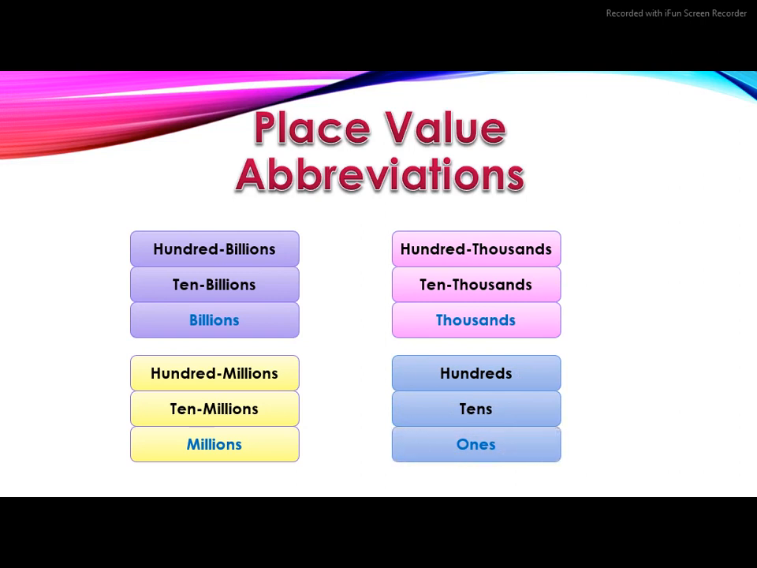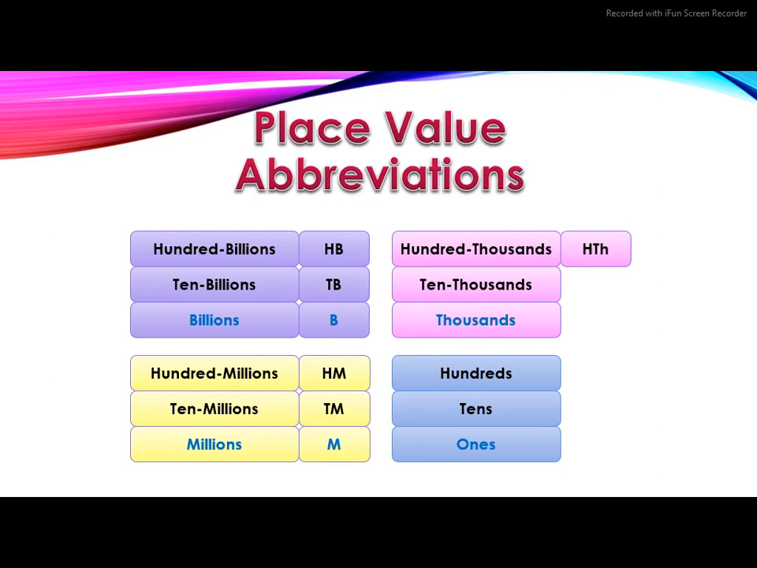100 billions can be written as HB. 10 billions, in short, is TB. Billions is B. 100 millions is HM. 10 millions is TM. Millions is M. 100 thousands is HTH. 10 thousands is TTH. Thousands is TH. Hundreds is H. Tens is T. And ones is O.